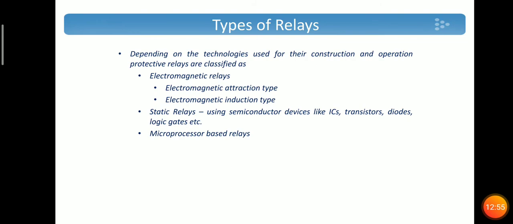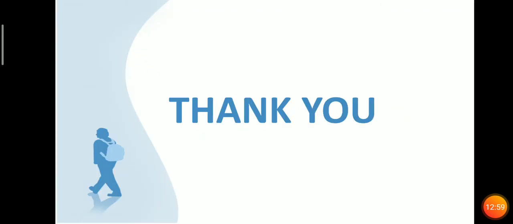Then we have different types of relay depending on the operating principle. We can see the types of relay in the next class. Today we have discussed the operation of relay, the main requirements of the relay, and primary and backup protection in power systems. Thank you.